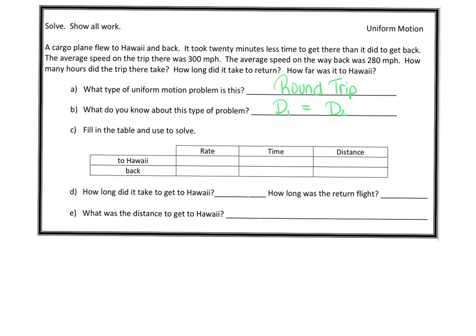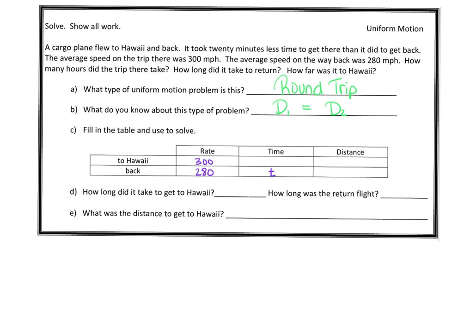Rate. Let's start with this column. What was the speed or the rate on the way there? 300 miles per hour. And what about the way back? 280. All right, let's look at the time. It took 20 minutes less time to get there than to get back. Do I know how long it took to get back? No. So I'm going to put my variable for how long it took to get back. 20 minutes less time. How do I write that?